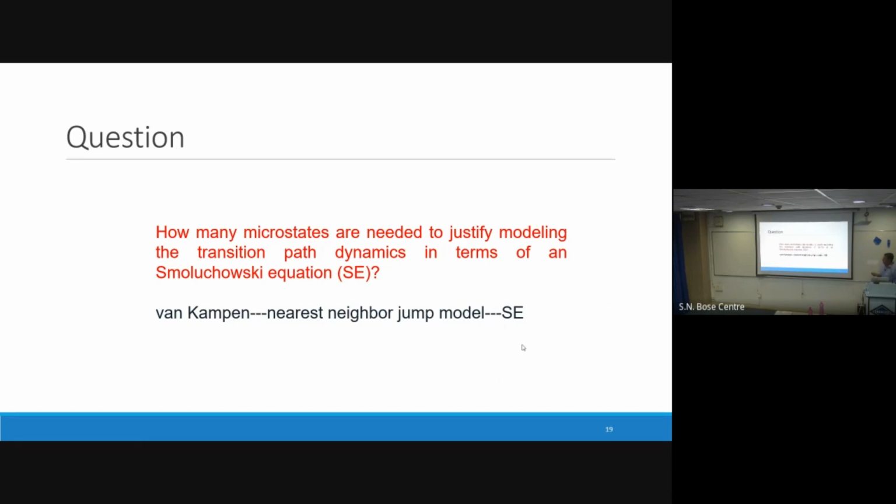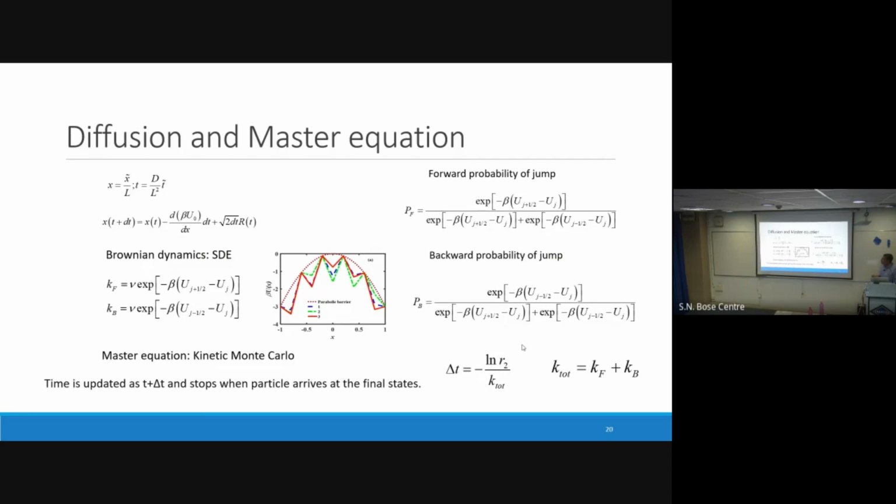In order to consider that, we compare the diffusion of the Smoluchowski equation with the master equation model. The diffusion equation is the discretized version of this Langevin equation, which is known as Brownian dynamics or a stochastic differential equation, where this random force term is a stochastic one, and one can get the solution of this discrete version of the equation and compare it with the master equation model. So how is this master equation model considered?